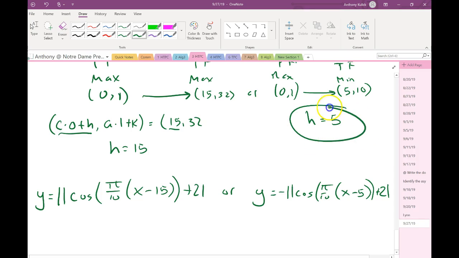Should be 5, because in the second equation, the h is 5. Because we're mapping to the point 5, 10, rather than 15, 32. So yeah, that is all correct. But good question, Miguel. Yep, those are all fine things to ask about.